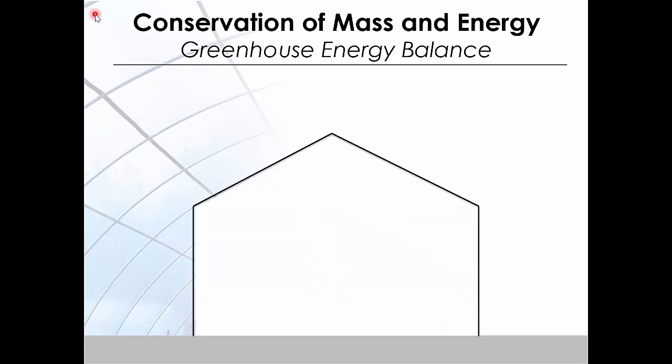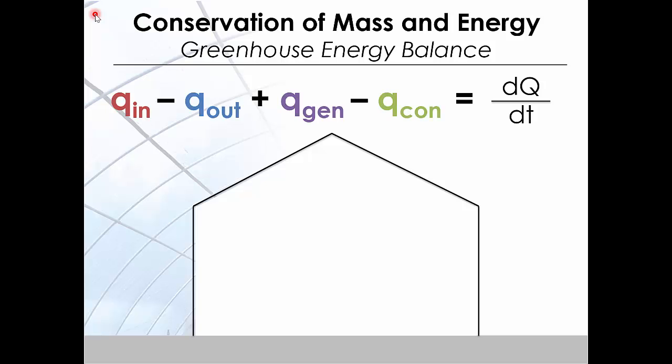Examining these fluxes and comparing them and considering other sources of energy increase or decrease is called performing an energy balance. Doing so for mass concentration fluxes is called performing a mass balance. In the case of an energy balance, the equation becomes the heat input minus the heat output from the system plus heat generation minus heat consumption, and that equals the rate of heat transfer.